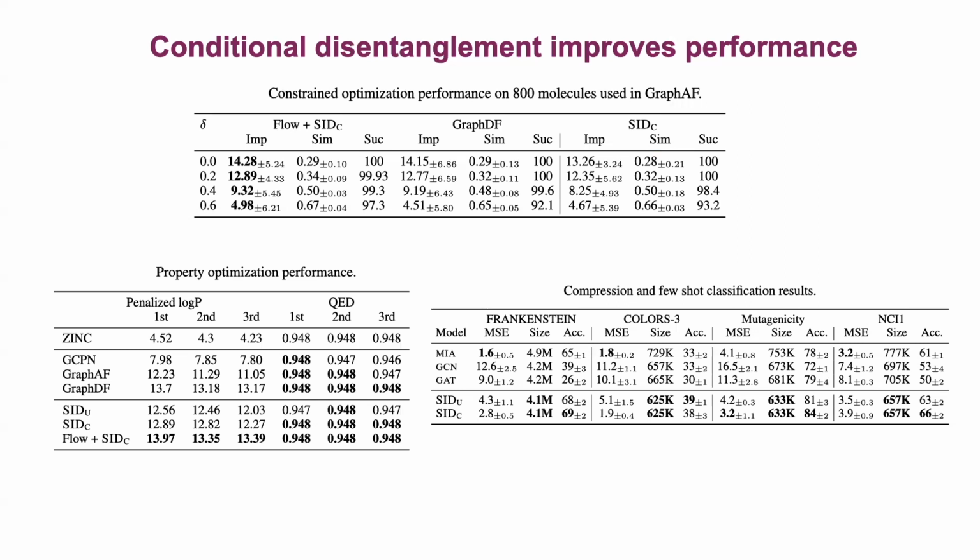So this is interesting. It suggests that disentanglement, even beyond interpretability or trying to enhance one property possibly at the expense of the other, can improve the metrics that we really care about, just by incorporating a conditional notion of disentanglement.